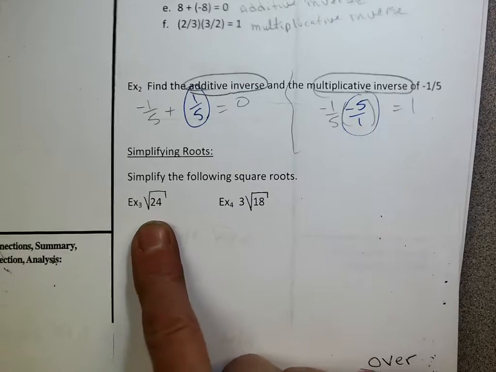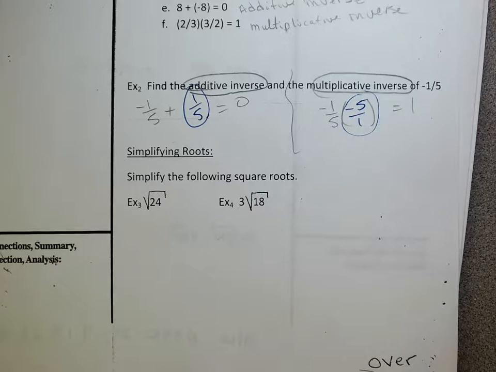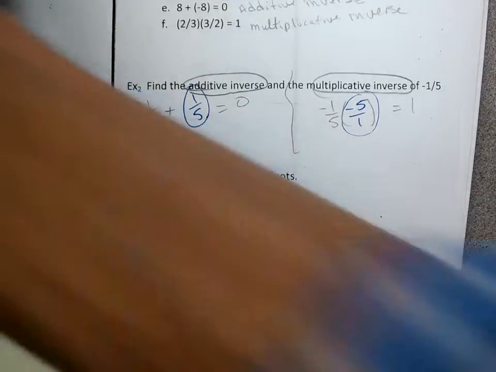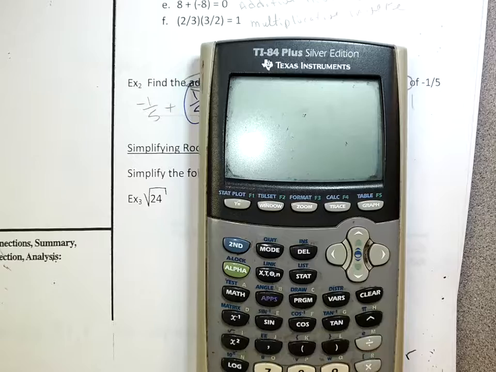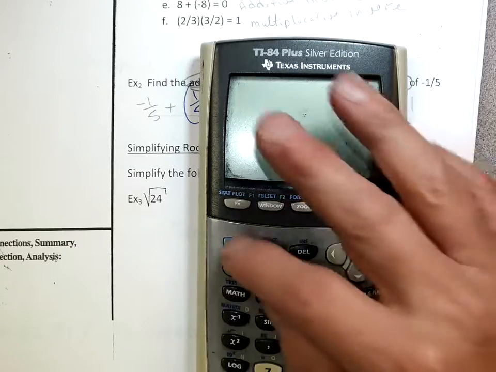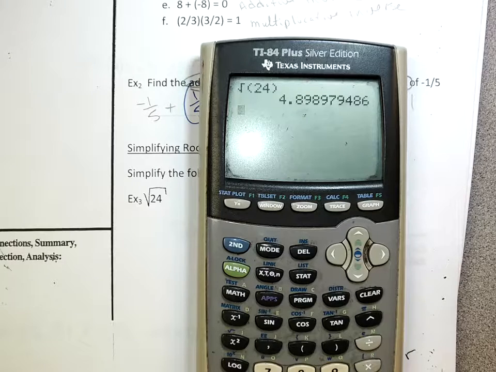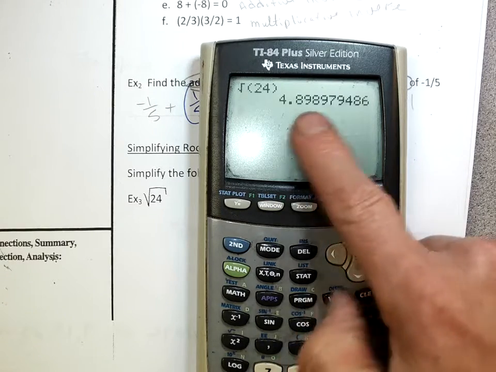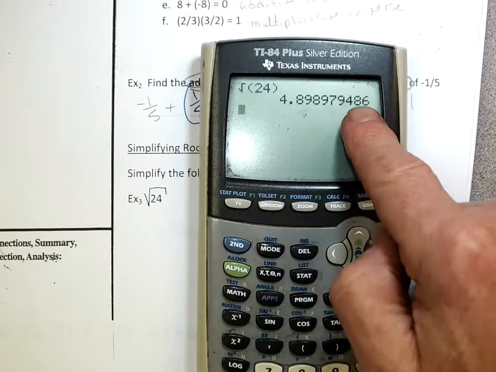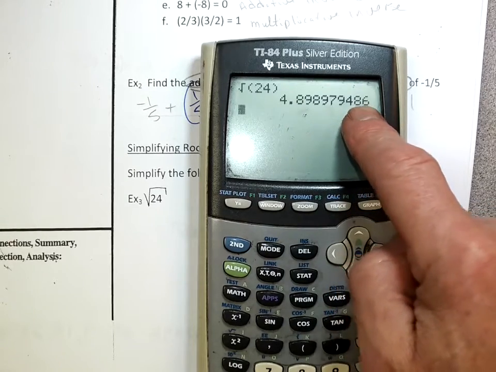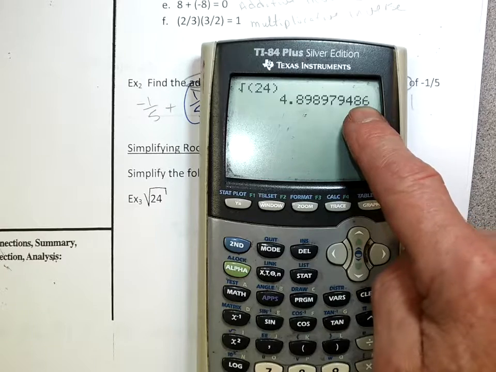So what happens in example 3, first of all, let me show you a calculator, okay? So if we take the square root of 24, it's not a perfect square root at all. So if we just take, for instance, square root of 24, we get a decimal, okay? And the problem with the decimal is this is an irrational number. So it's like pi, and it just keeps going on and on. So this is technically not the right answer.